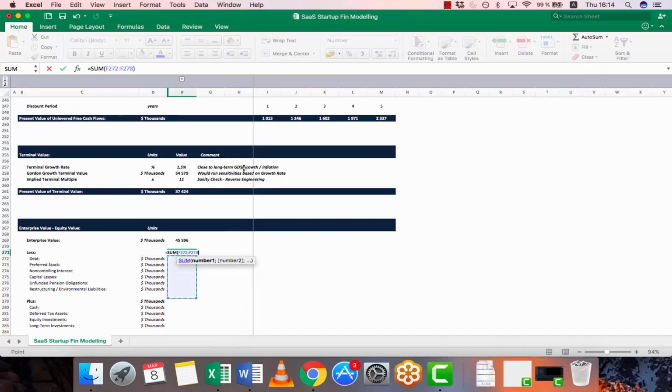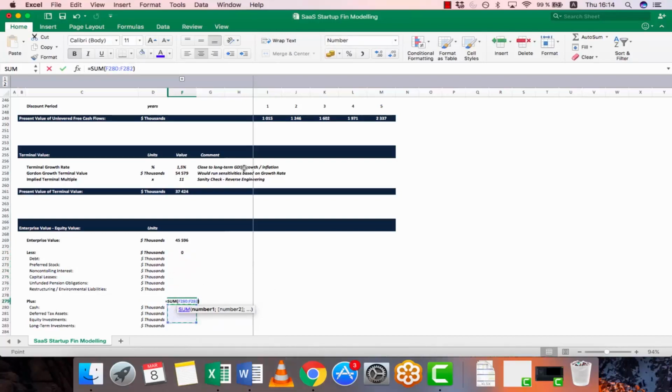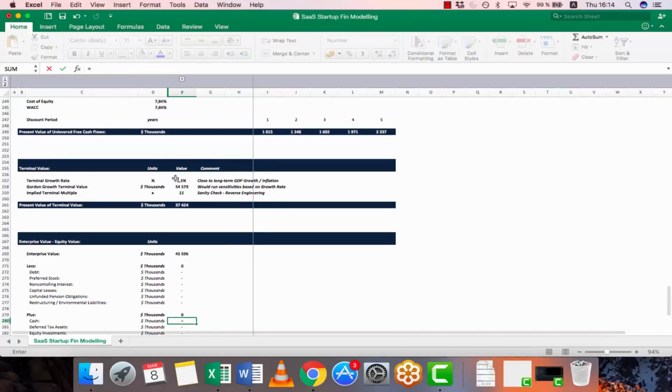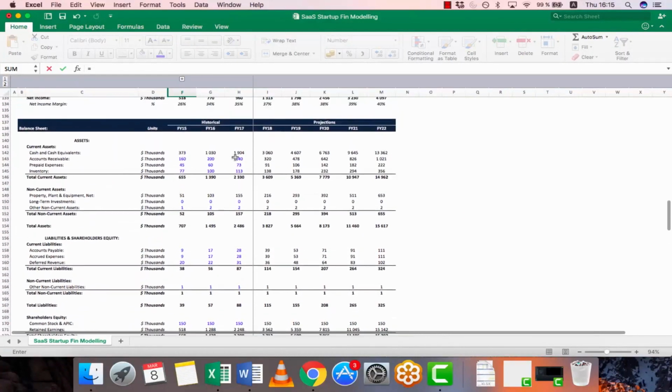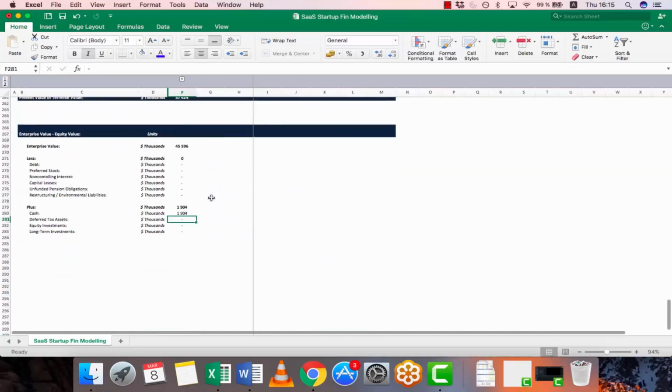So let's calculate the sums. So it's simple. In our model, we simplified almost everything. So we don't have the debt, we don't have the preferred stock, no non-controlling interest, capital leases, unfunded pension obligations, etc. So the only thing we have here is just cash. So let's make this adjustment. Let's link this item to our cash balance on the cash flow statement, and here you are.